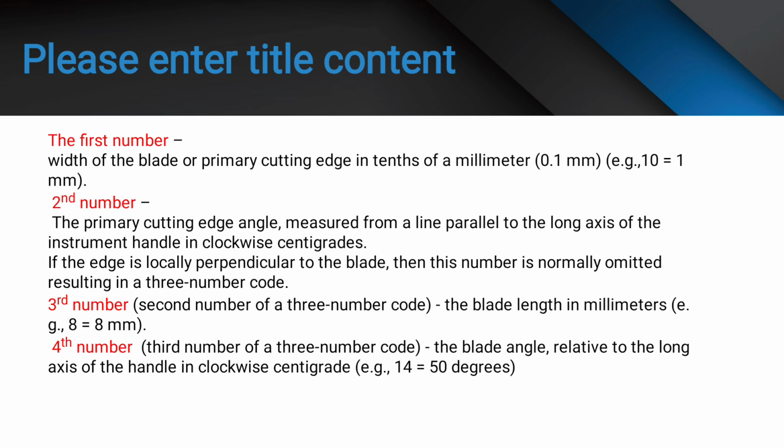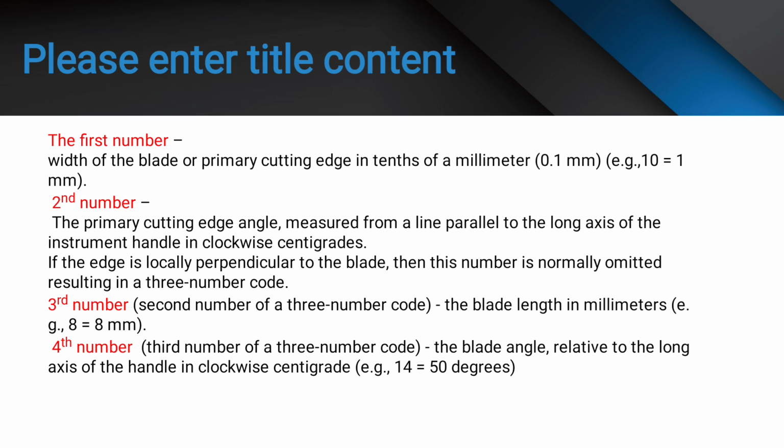For example, the number 10 indicates 1 mm. The second number of a 4 number code indicates the primary cutting edge angle, measured from a line parallel to the long axis of the instrument to that of the line passing through the cutting edge. And whenever the cutting edge is perpendicular to the blade, then the cutting edge angle is omitted.